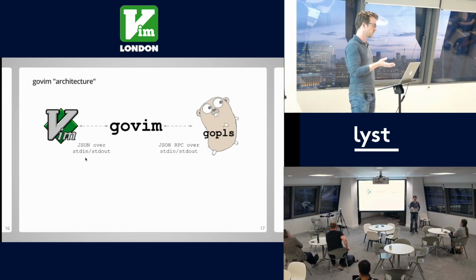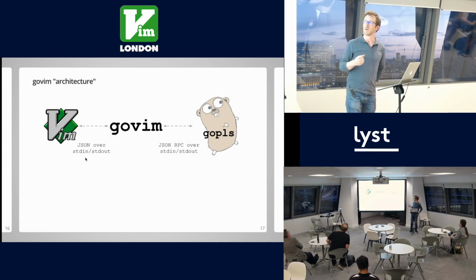So the architecture is actually really, really simple. With govim as a process sitting in the middle there, it's a Go binary that is just running. It's started by Vim on the left, so when Vim starts up, it starts govim via a job, talking to it over a channel. Could be a pipe or a socket, doesn't really matter. I use pipes most of the time.